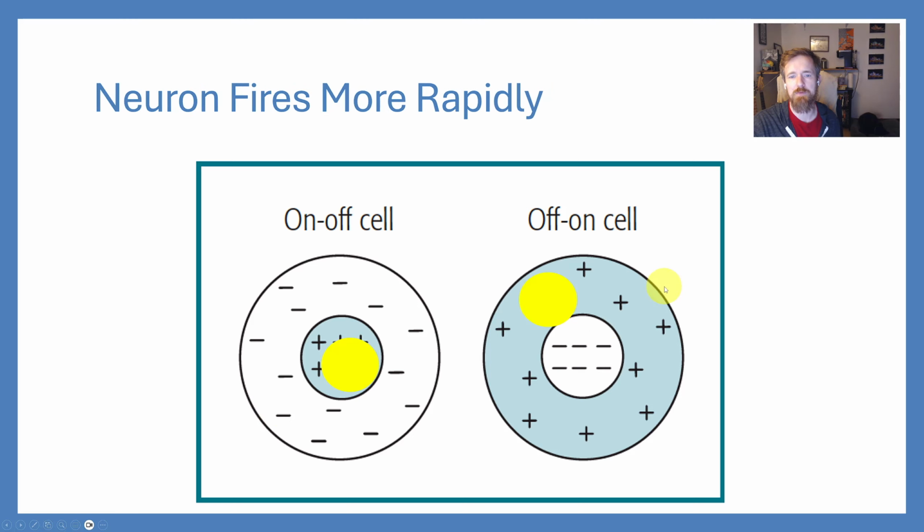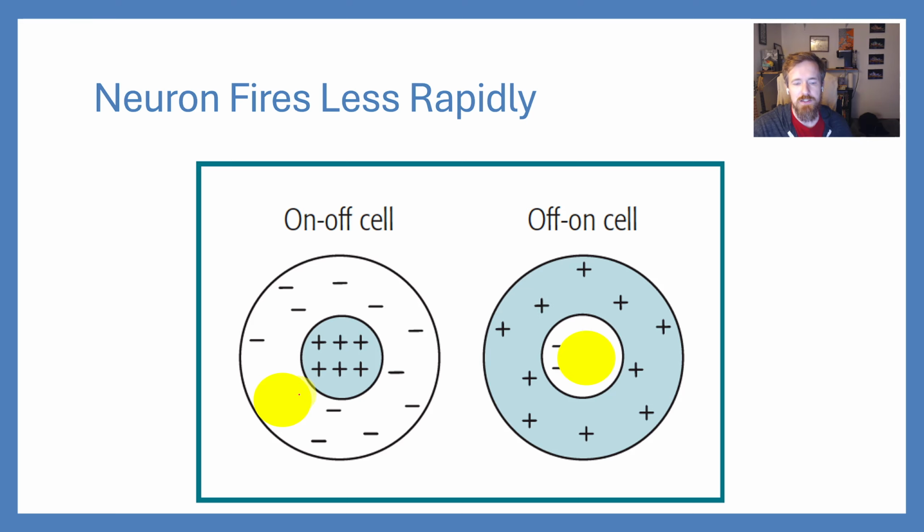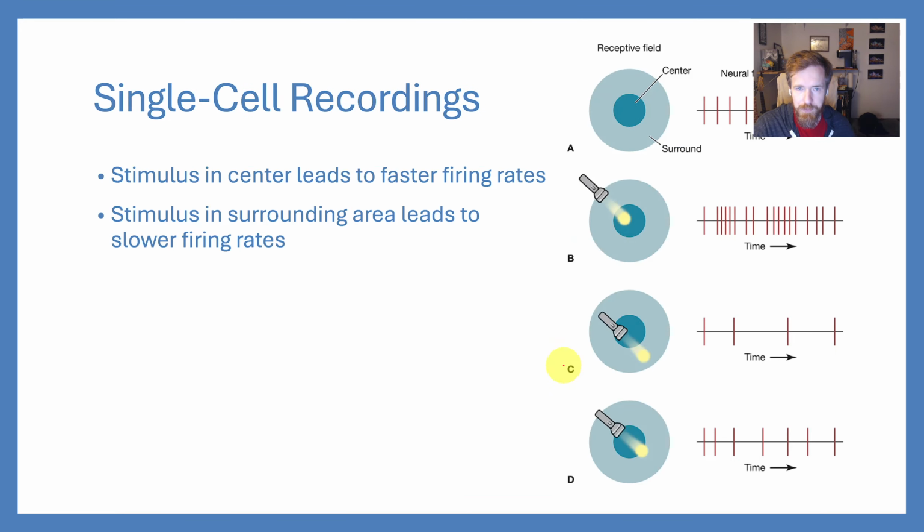Just to kind of recap some of this, for example, if you had light, and this might be self-explanatory, but if you had light on the center part of this cell, it's going to fire more frequently. If you have light on this part of the cell, it's going to fire more frequently as well. If we have light here on this cell in the inhibitory surrounding, it's going to fire less frequently. And then for this specific cell, if it's in the inhibitory center, it's going to fire less frequently.